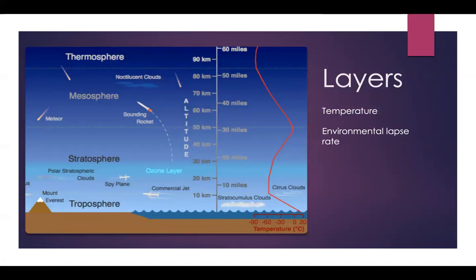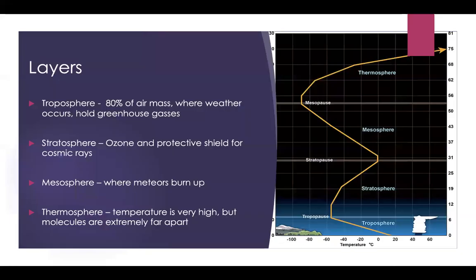Next, we're going to talk about layers. So the 4 different layers of the atmosphere have different temperature profiles. So that's what this graph on the right indicates. As you go up through the atmosphere, it doesn't constantly cool. It cools, and then it heats up, then it cools, and then it heats up again. This is kind of counterintuitive, but it makes sense when we think about it. So the different layers have different temperatures.